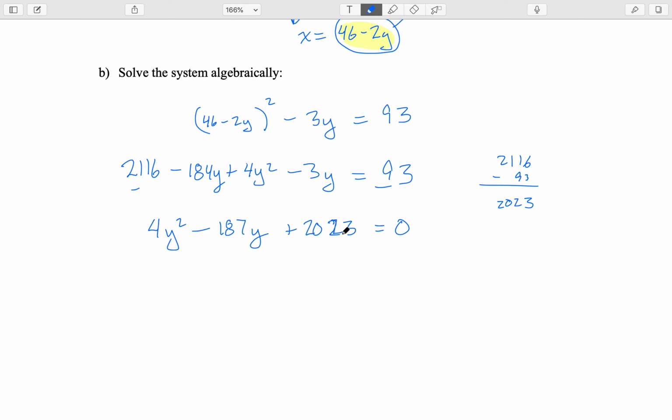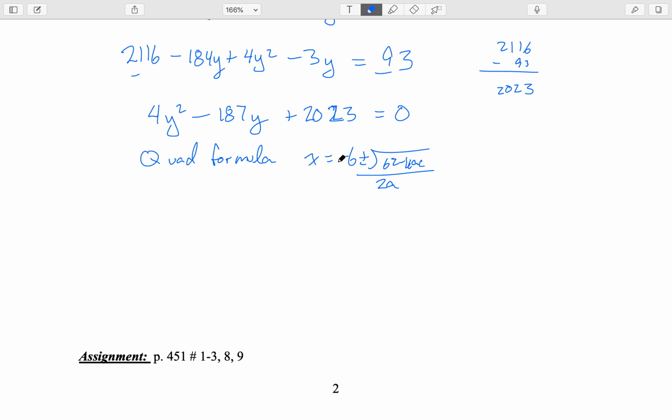I am not factoring this thing. You know what? I'm going to the quadratic formula. You remember? Oh yeah, x is equal to negative b plus or minus the square root of b squared minus 4ac, over 2a. Oh, that's terrible. You know the quadratic formula. You remember this thing. Okay, so I'm just going to go to my handy dandy calculator. Let's plug it into the quadratic formula. 4, negative 187, 2023. Okay, here's what I get, my two answers.